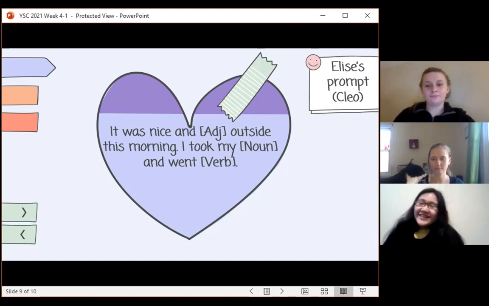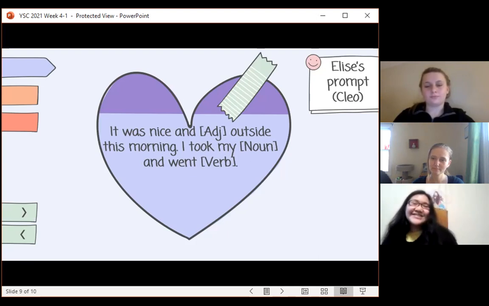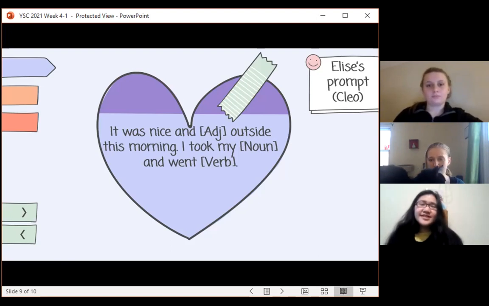So maybe it'd be a type of day like this. I'm looking outside my window and it looks so nice. So it was nice and fun outside this morning. Yeah, I can imagine it being this morning. And so I took my hippopotamus and went learning. Well, maybe I went to school, but learning doesn't always have to be at school. So I imagined going to a program that I used to volunteer at. It was at the Catholic Multicultural Center.